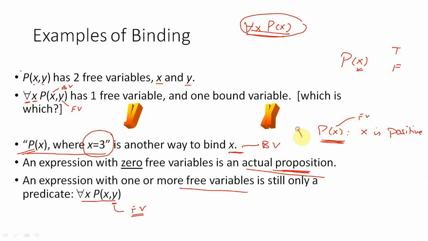But now if I bind it, what does it mean? If I say for all x, p(x), it means for all values of x, p(x) is true. So now this is no longer a predicate. As I say, for all values of x, p(x) is true, that means it has now a specific truth value. So it is no longer a predicate, but it has now become a proposition.